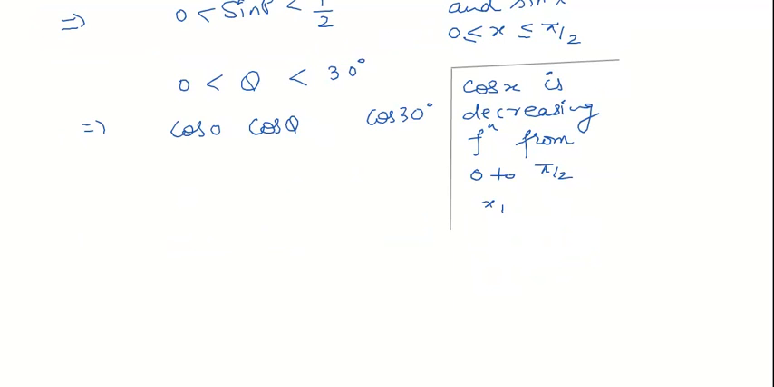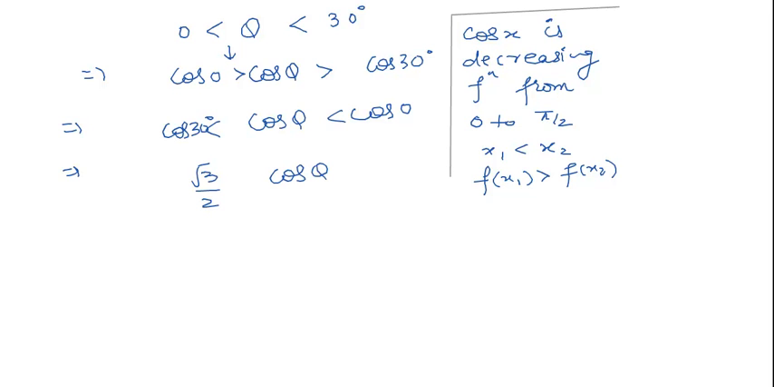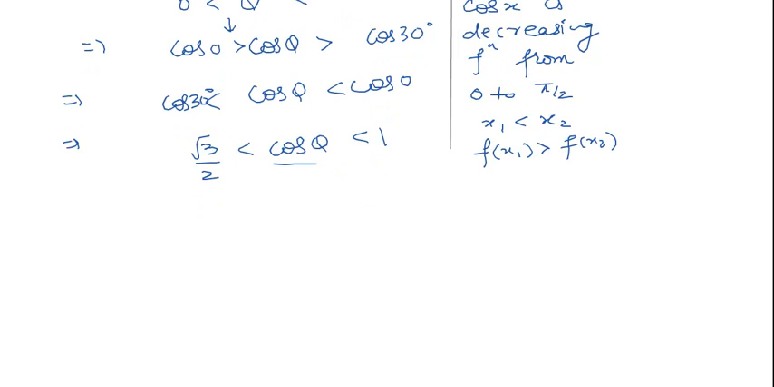And we know that if x1 is less than x2 and a function is a decreasing function, then f of x1 will be greater than f of x2. That is, the sign of inequality reverses. Therefore the sign of inequality will be like this, or we can say that cos Q is now lying between cos of 30 degree and cos of 0. That will give cos Q is lying between root 3 by 2 and 1. So we can say that the upper limit for cos Q is 1.